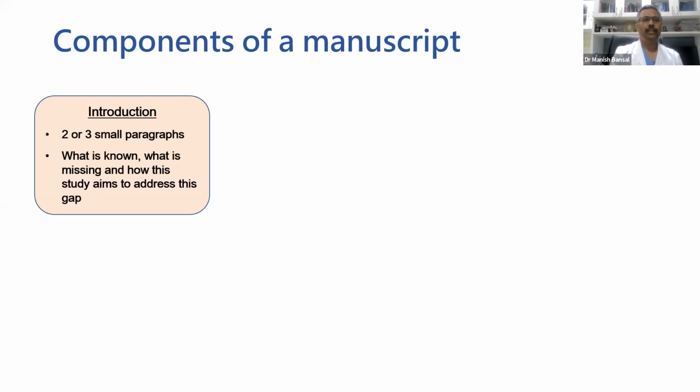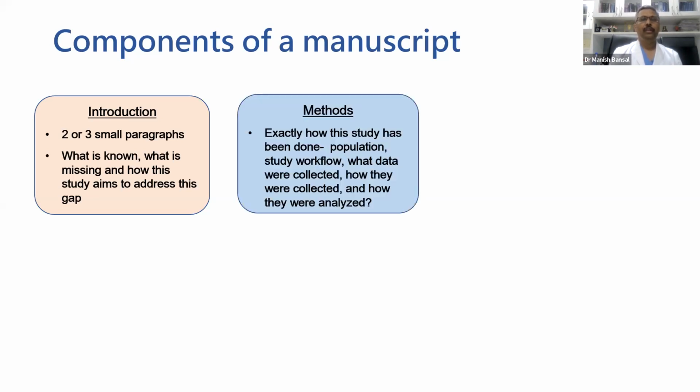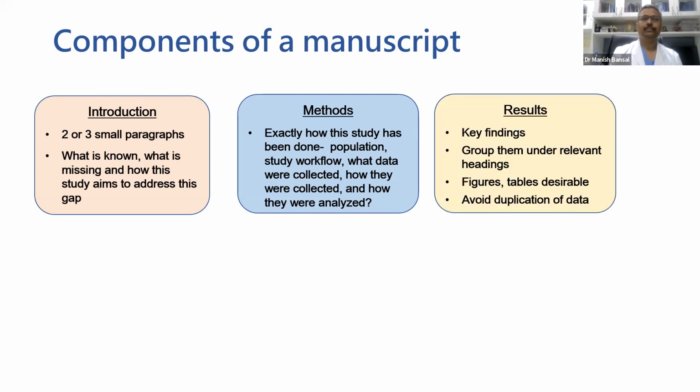Everything else will come in either methods or discussion. Then in methods, we need to describe exactly how we have conducted the study, how we have selected our subjects, what were the inclusion criteria, exclusion criteria, from where we have included them, what we did with those subjects, what all tests were done, how they were done, what data we collected, how the data was collected, and how analysis was done. Basically, if any third person reads our methods, he or she should be able to reproduce our work. That is how we should write methods.